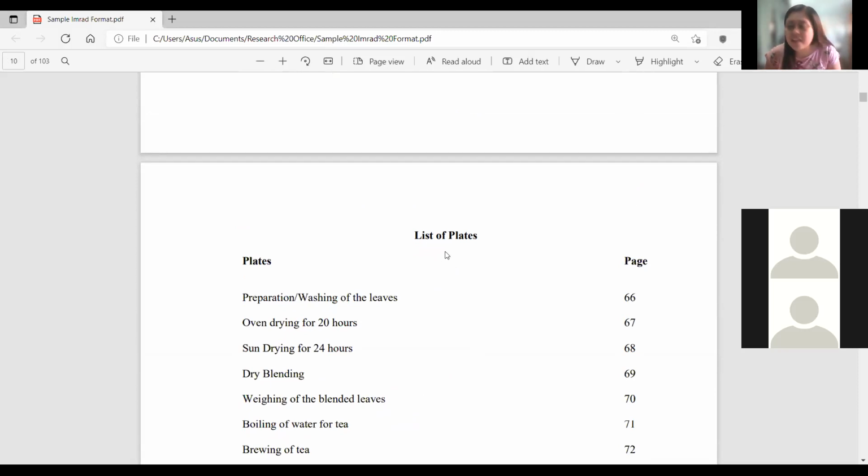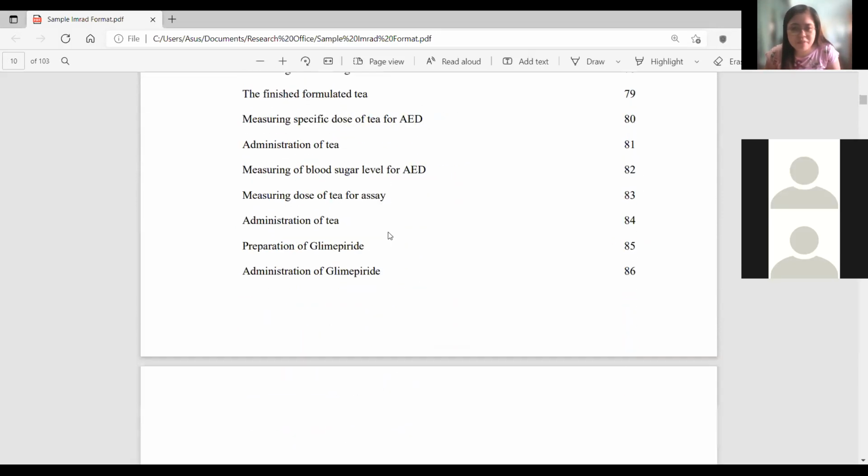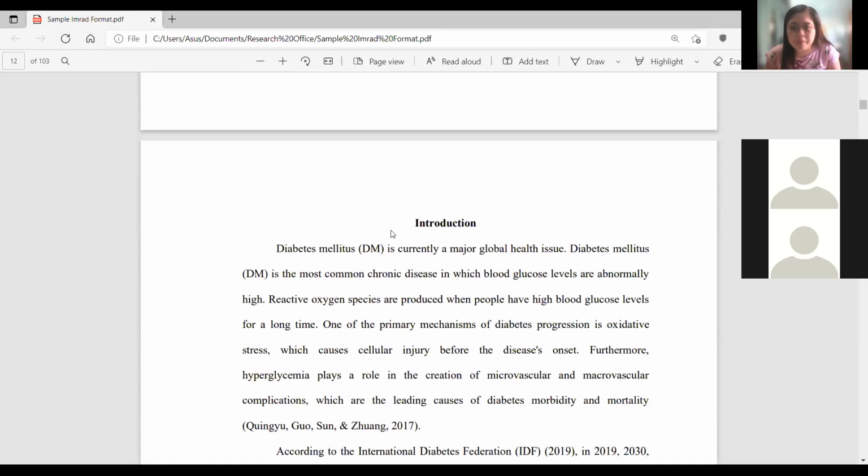If it's an experimental study, you have to have the list of plates, but this should be included in the final defense, because the plates are pictures and documentation of the step-by-step procedure that you're going to do in conducting the experiment. So the plates are for the final defense if your paper is experimental, but if it's not experimental, then no need for the list of plates.